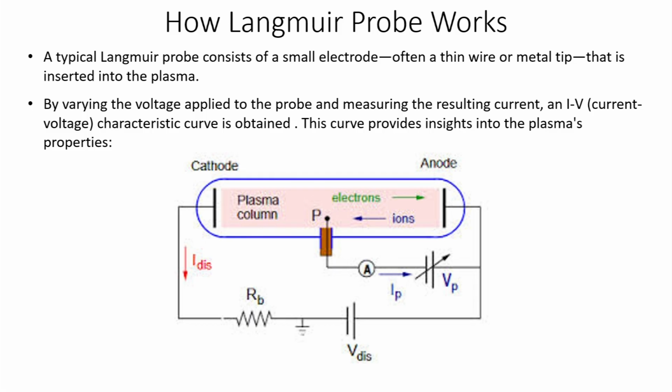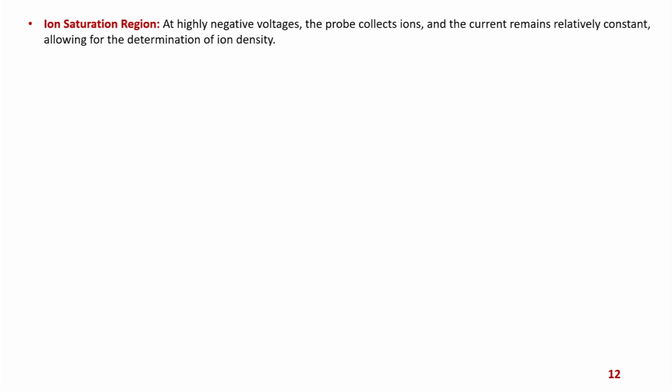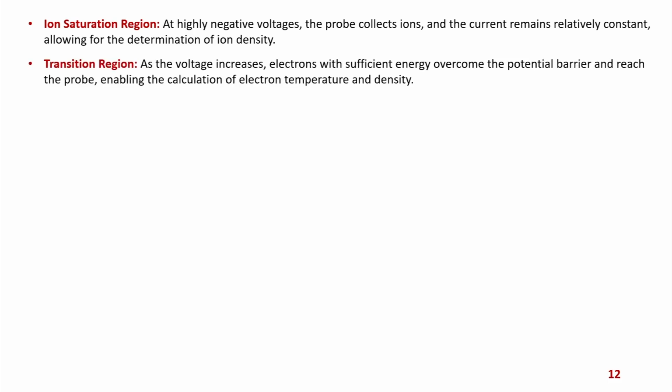So, it will attract the positive charges, and then we will see that curve, and it will be more clear when we see that. In the curve we will see there are three regions. One is the ion saturation region. At highly negative voltages the probe collects ions, as I already said, and the current remains relatively constant, allowing for the determination of the ion density. So, from that region of the curve you can determine the ion density.